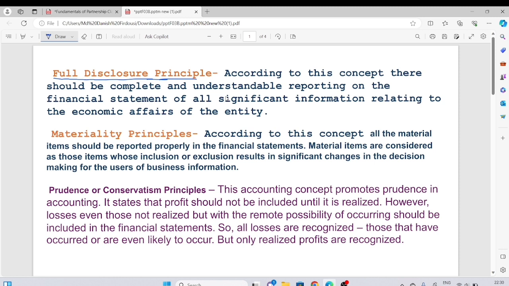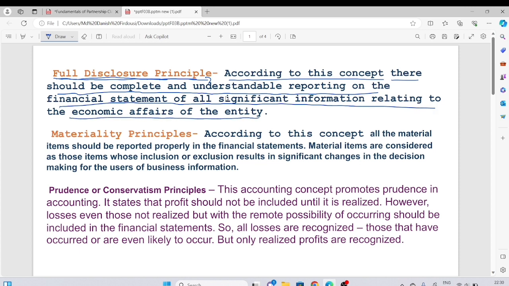Here the first principle is the full disclosure principle, or full disclosure concept. According to this concept, there should be complete and understandable reporting on the financial statement of all significant information relating to the economic affairs of the entity. Suppose you have a business, let's say your business name is ABC Private Limited, and at the end of the financial year, you are preparing your financial statement.